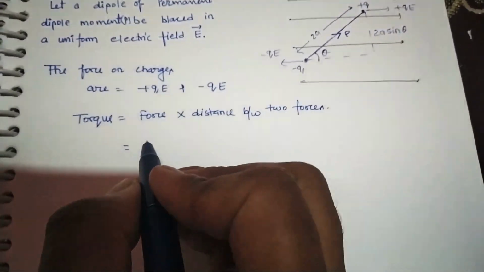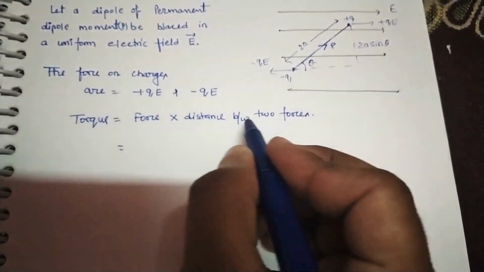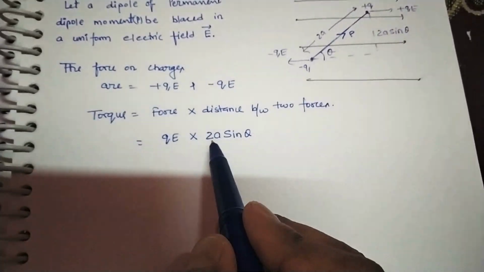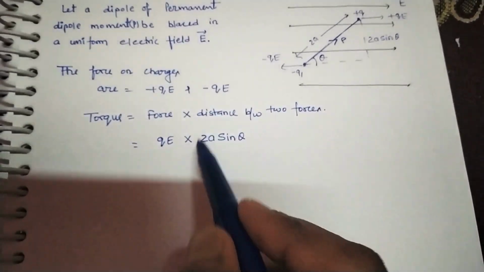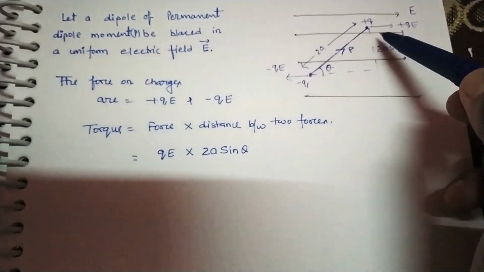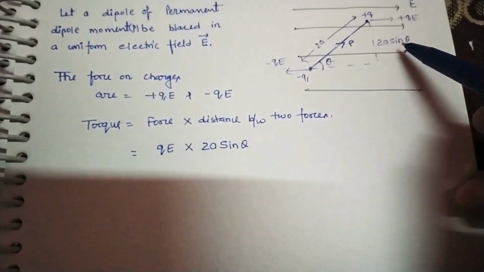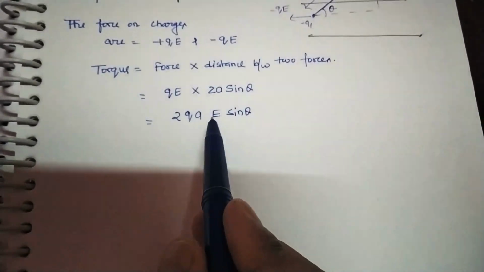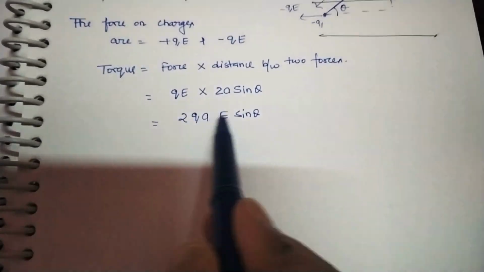To find the torque, let me put the value of the force and the distance between the two forces like this. Here qE is the force, either one of the forces, and this is 2a sin theta. 2a sin theta is the perpendicular distance between the two forces. Here you see this force and that force, the perpendicular gap is 2a sin theta, right? Here we can arrange the quantities like this, 2qaE sin theta. Nothing changed, I have just rearranged the terms.